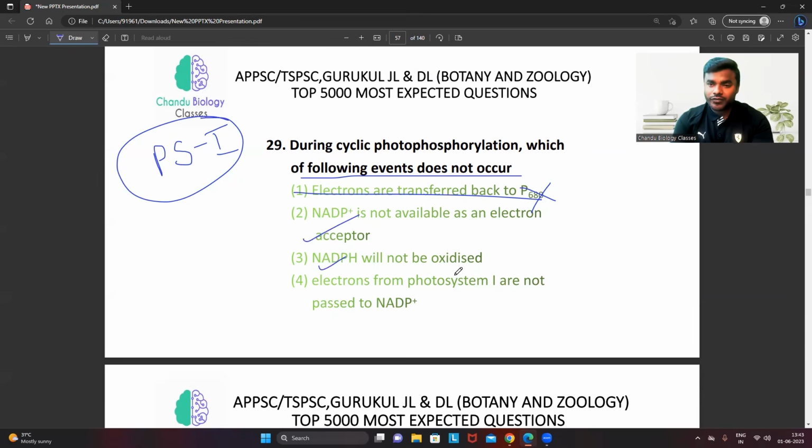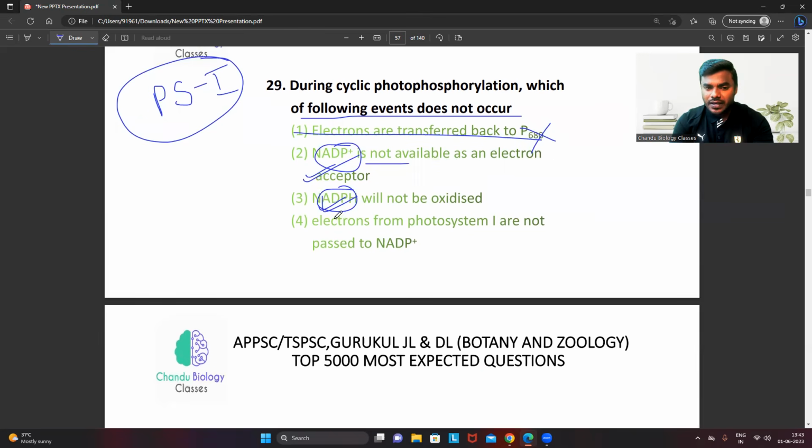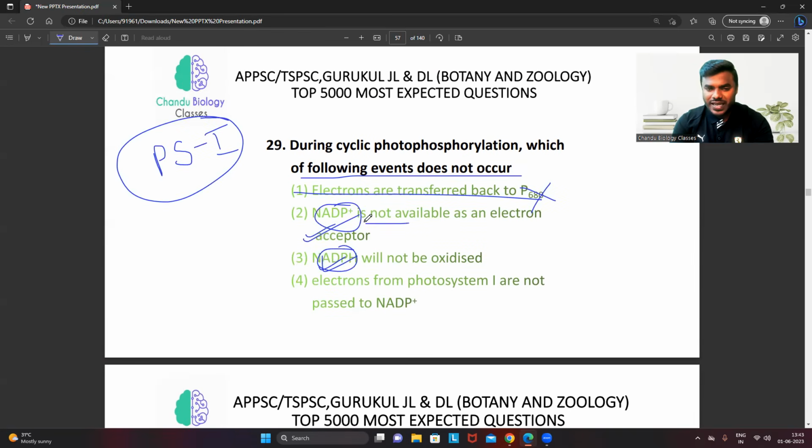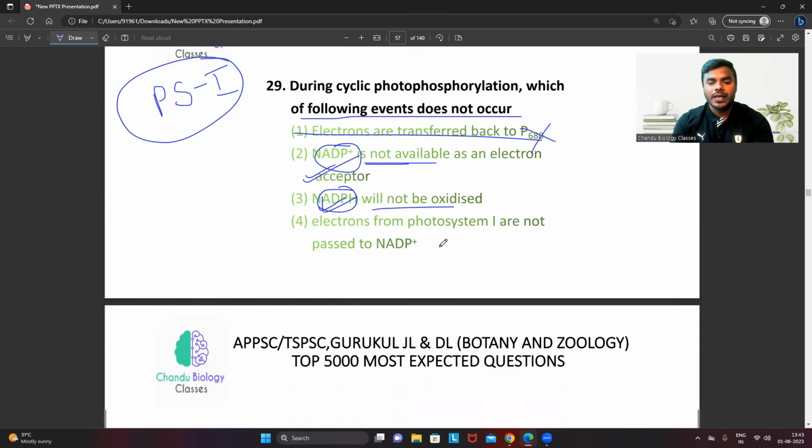NADPH will not be oxidized. Of course, that is a true statement. NADPH is not available only because, friends, the photosystem is not there. Then what is the use of NADP? Easily you can eliminate the option. I mean to say these options are true because there is no presence of P680. If P680 is present, then NADPH will be formed. They are saying NADPH is not available, a true statement. NADPH will not be oxidized, a true statement. Electrons from photosystem 1 are not passed to NADP plus. Of course, true. They never pass to NADP plus. They are only involved in the synthesis of ATP.